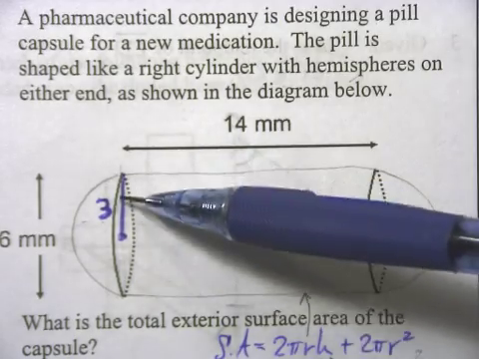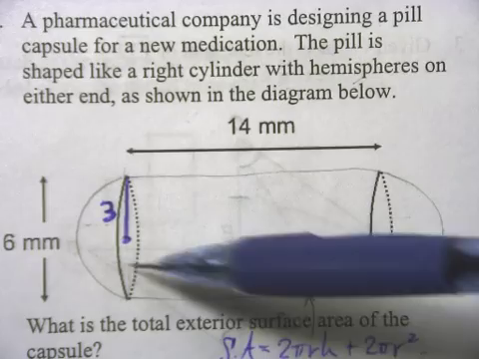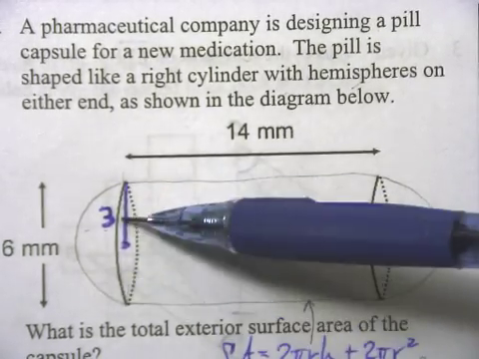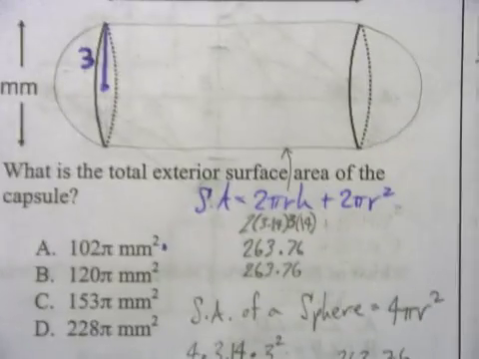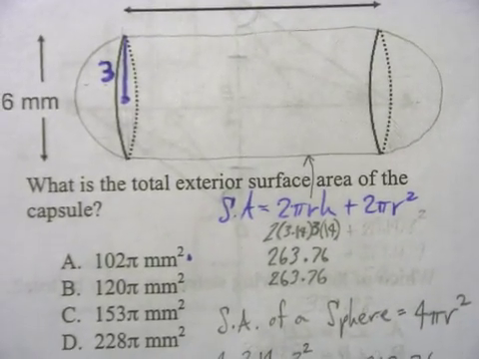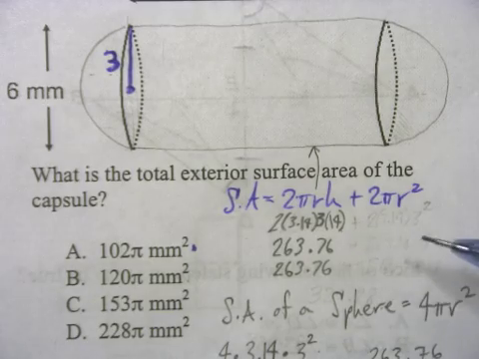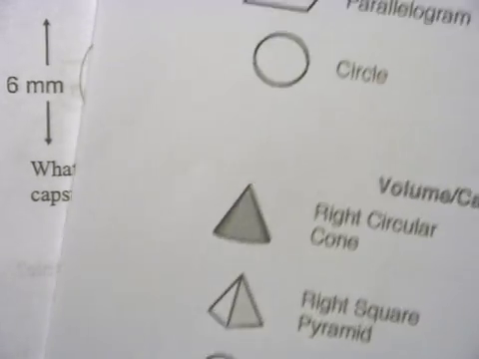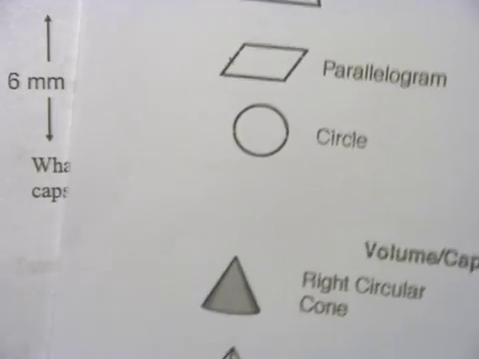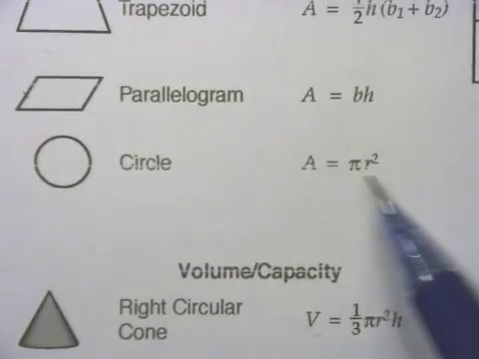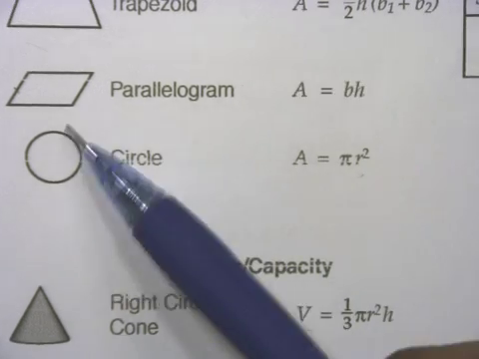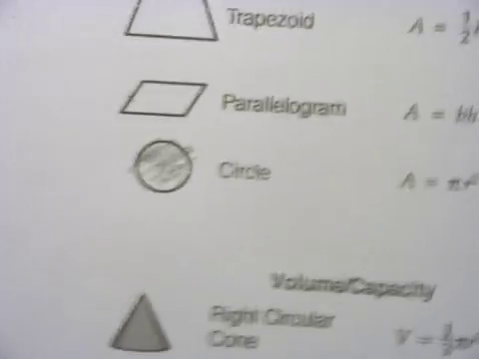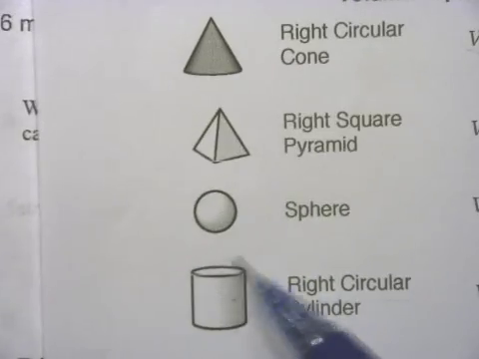So I can see that the radius is going to be what? It's going to be 3. So the radius of the right cylinder is 3, as well as the radius of the hemisphere is also going to be 3. If you remember in class, we talked about the surface area of a right cylinder. And by the way, the area of a circle is what? Is pi r squared, right? So the space inside of a circle is pi r squared.